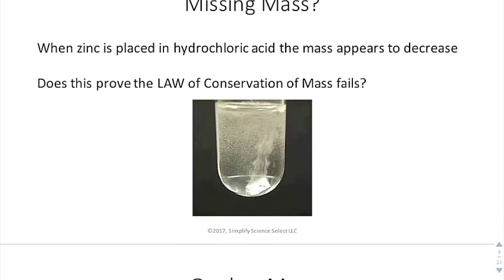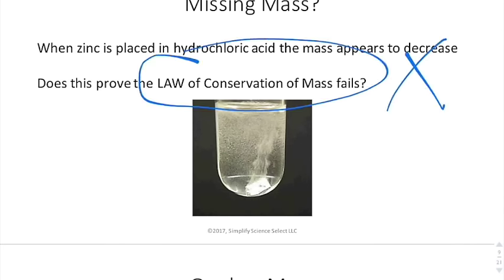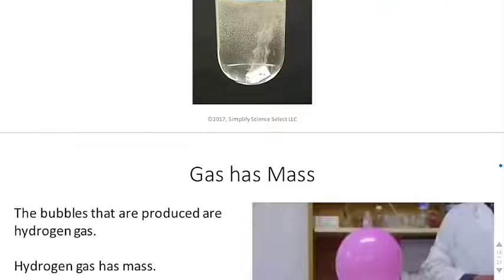If you were to take zinc and place it in hydrochloric acid and then measure the mass of the solution, it would appear like the mass is decreasing. Does this prove the law of conservation of mass fails? The answer is no. There's a reason why it's called the law of conservation of mass, and the reason is that gas has mass.